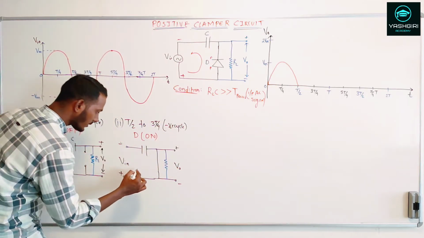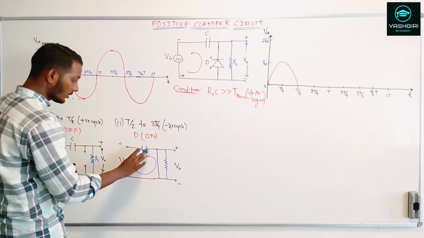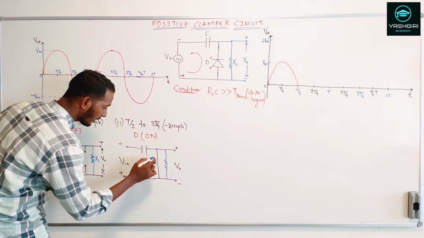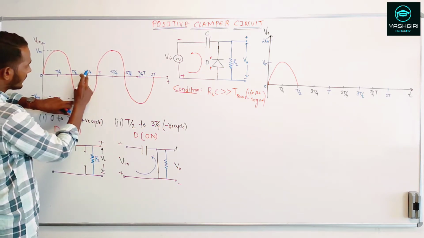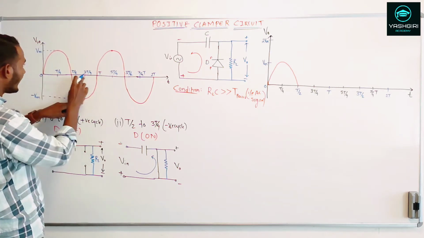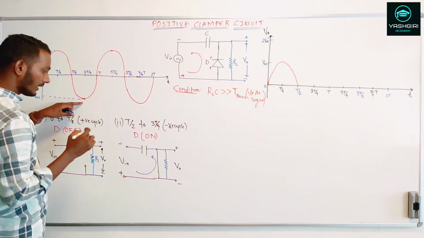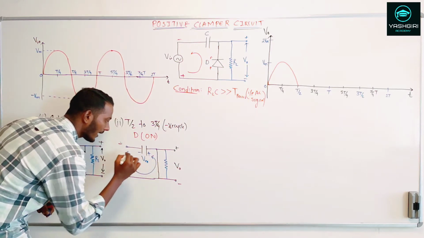Now here the current started flowing, that means the capacitor will get charged, right? So the capacitor gets charged up till what? Up till this maximum Vm. So from T by 2 up till 3T by 4, the capacitor will start charging. So at 3T by 4, what will happen? The capacitor will charge to its maximum voltage. So this is plus and minus.